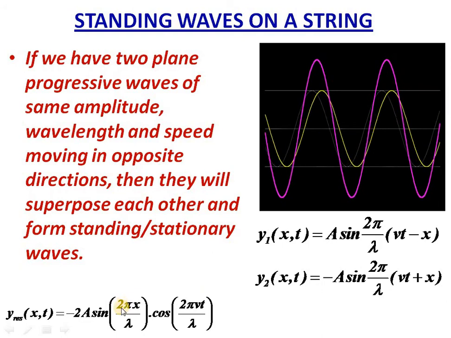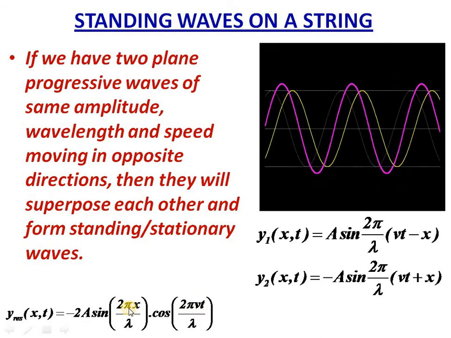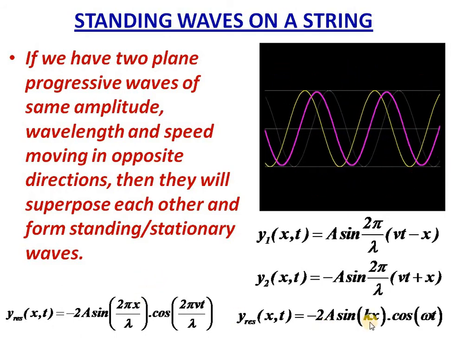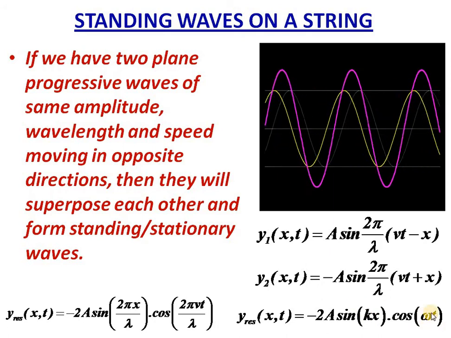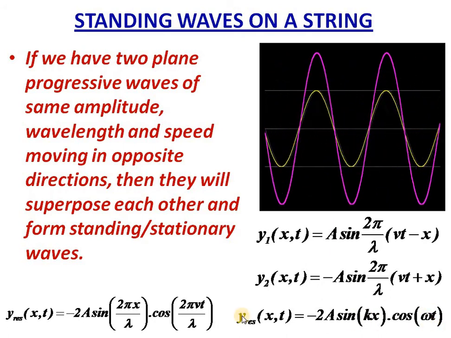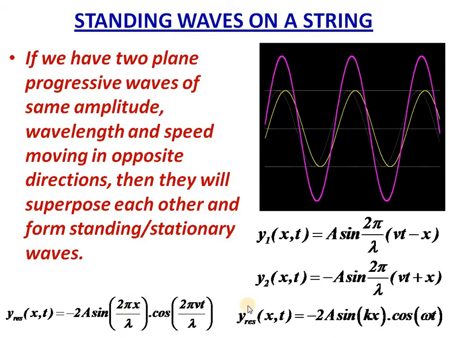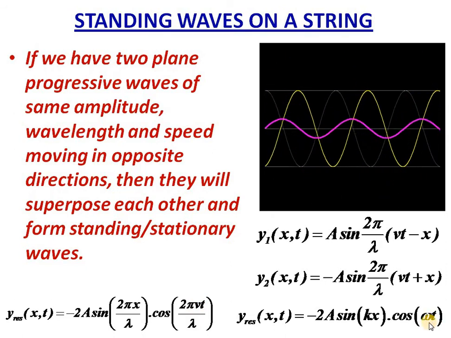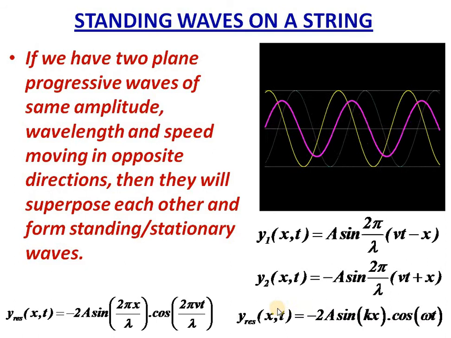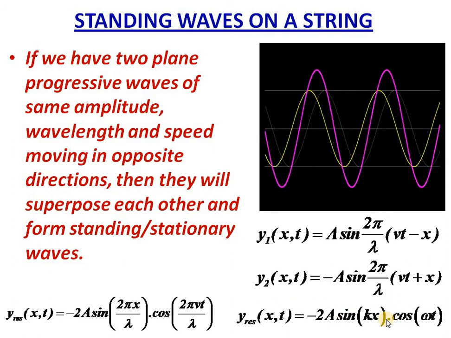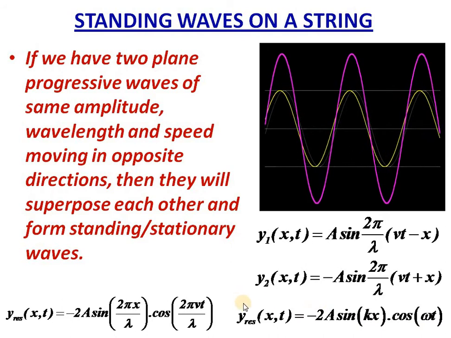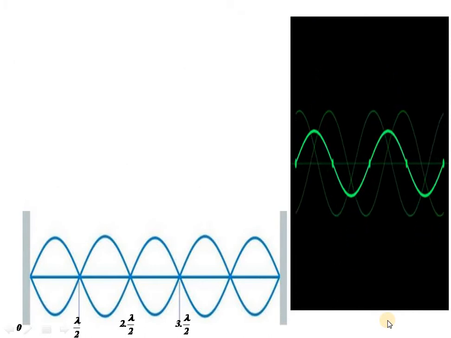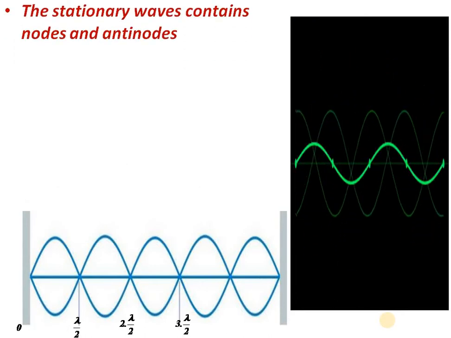You can also write it in terms of angular velocity and the propagation constant, which we call the wave number. We could write it in terms of wave number k and angular velocity omega, for which 2 pi by lambda is replaced with k and 2 pi v by lambda is replaced with what is called omega. So you can also write the standing wave or stationary wave as shown in the last equation. Both are equally applicable. And we found that we can have the condition for nodes and antinodes.